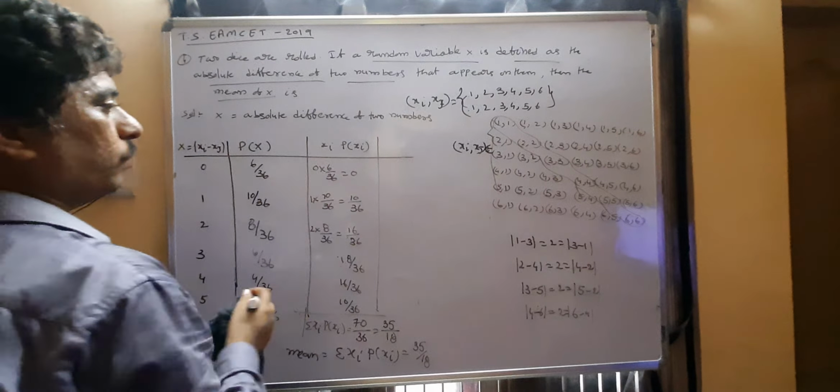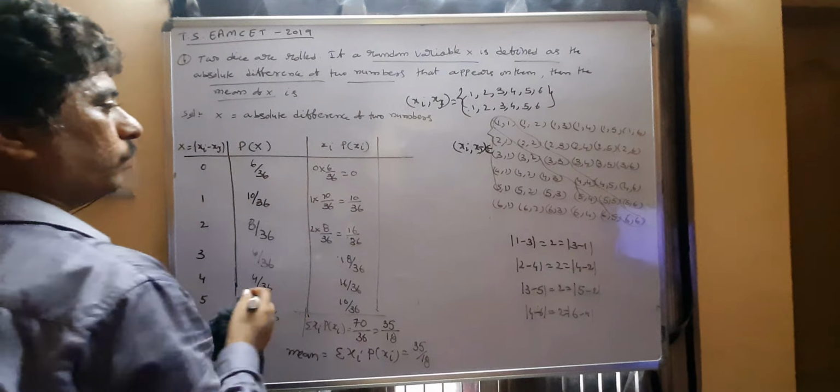Getting a head when a coin is tossed. So out of 2 chances, you have 1 chance for head. So 1 by 2, P is 1 by 2. Q is 1 minus P, that is 1 minus 1 by 2, that is 1 by 2.